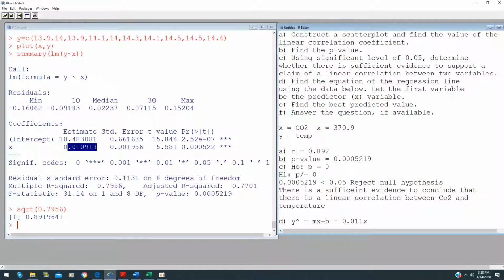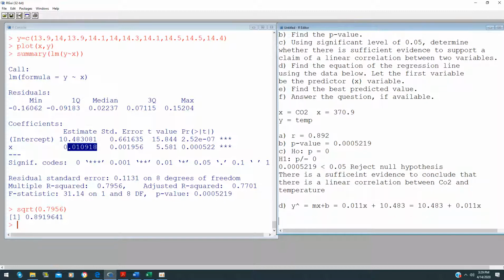0.011x plus b in this case is 10.483. Or you can write this as 10.483 plus 0.011x. So either one of these ways, I'm accepting your answer, but make sure that you have a y hat next to it. Okay. Question E, to find the best predicted value, you have to fulfill the 3 requirements.